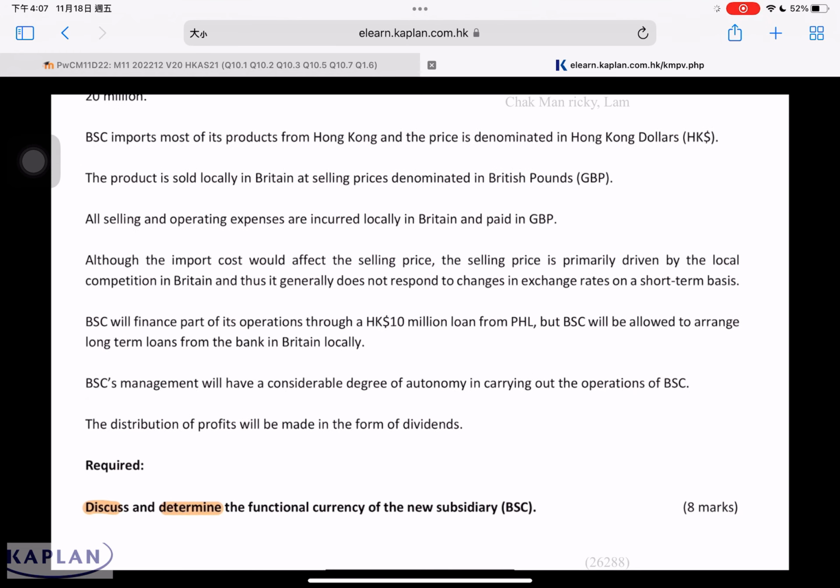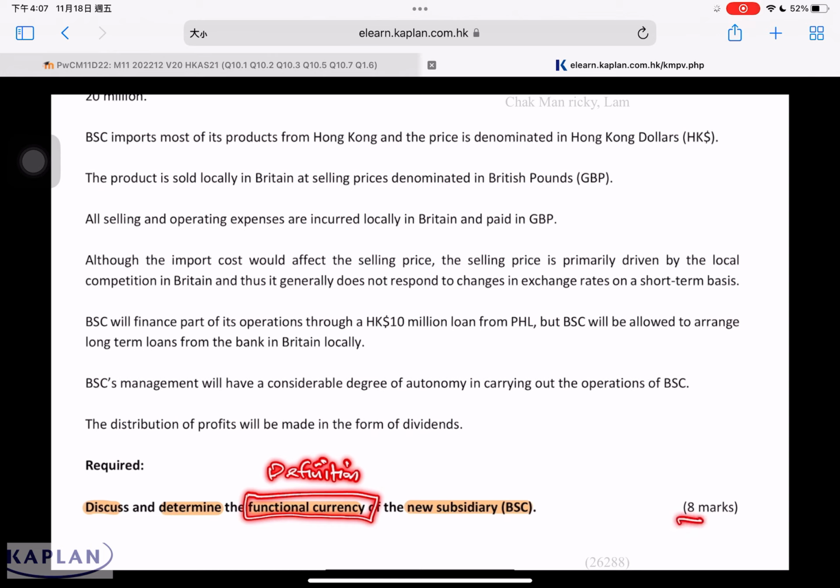Discuss and determine the functional currency of the new subsidiary. Identify the relevant issue, provide the relevant requirement, provide relevant comment, calculation, and conclusions. 3 simple steps: issue, requirement, comments. The issue is, what should be the functional currency of this entity? If the question talks about functional currency, you should give the definition of functional currency.